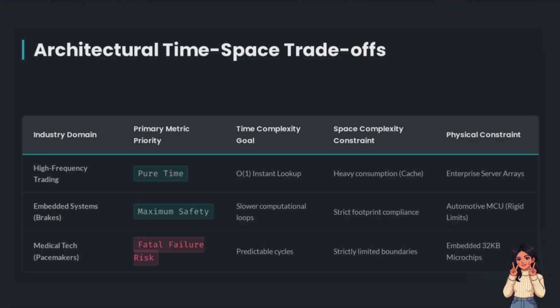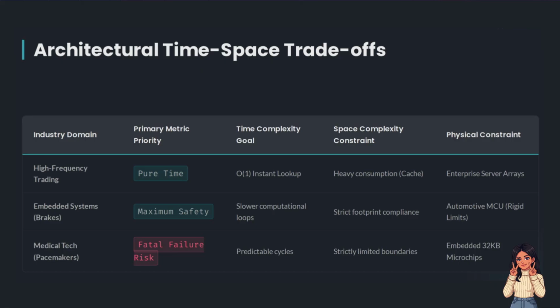Let us look at a high frequency trading software. These are the systems used by Wall Street to buy and sell stocks in milliseconds. In this world, a single microsecond of delay costs millions of dollars. Time complexity is the only metric that matters. To achieve absolute O of 1 instant speeds, these systems pre-allocate massive blocks of memory and load gigabytes of data into RAM before a trade even happens. They willingly burn massive amounts of hardware space just to save a few CPU nanoseconds.